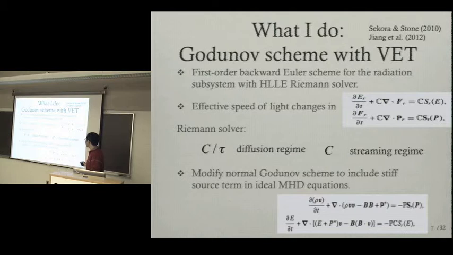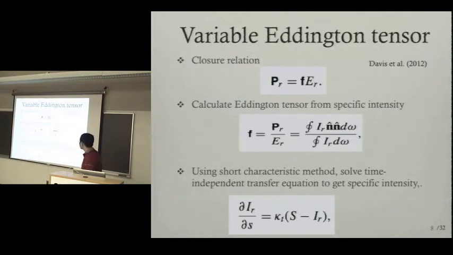If you notice, in the radiation subsystem there is always a question that you need to close all the equations by specifying a relation between the radiation density and the radiation pressure. So what we do is use a so-called variable Eddington tensor based on the module with exchange. We basically solve the time-independent transfer equation at a separate step to calculate the specific intensity. And by definition, we just take the angular integral of the specific intensity for the radiation pressure and the radiation density, and calculate the ratio to get the Eddington tensor.